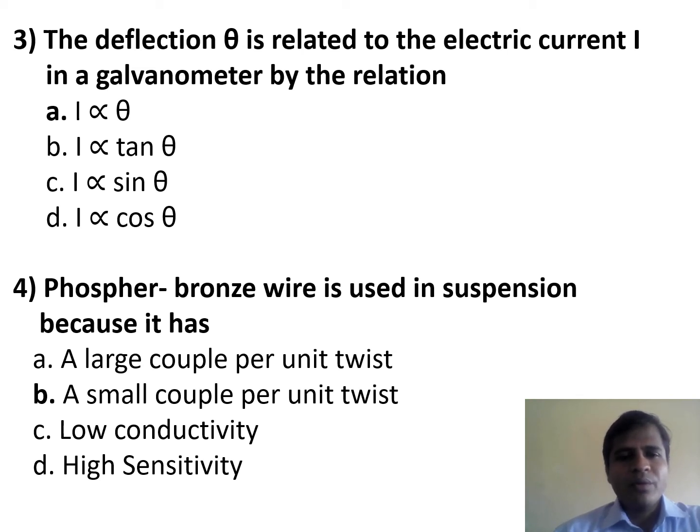Question number 4. Phosphor bronze wire is used in suspension because it has, the options are: option A, large couple per unit twist, option B, a small couple per unit twist, C, low conductivity, option D, high sensitivity. The correct option is B, that is a small couple per unit twist. The purpose of phosphor bronze wire used in the suspension is that it should have a small couple per unit twist.